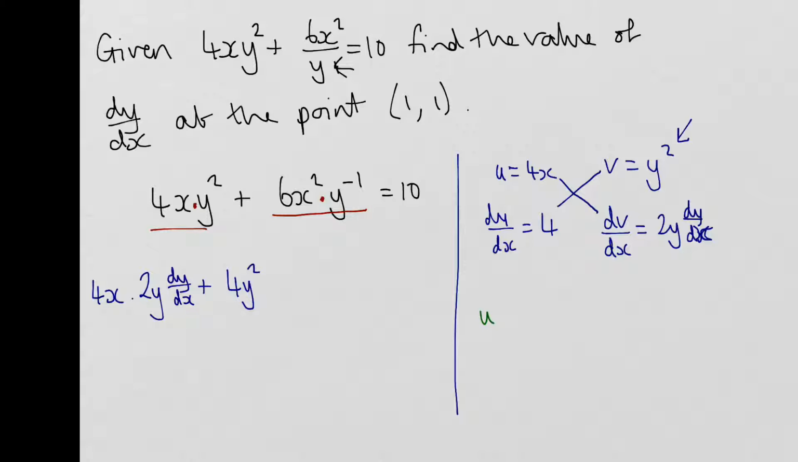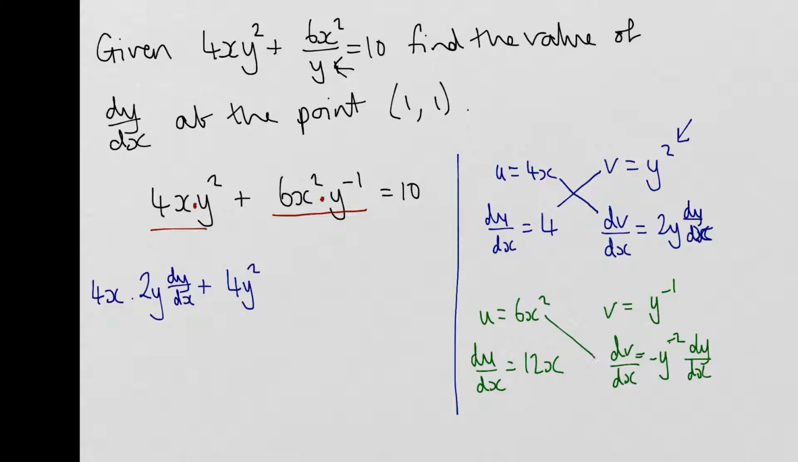So if I set u to be 6x squared, du by dx is going to give me 12x. I'm going to set v to be y to the power of minus 1. So dv by dx is going to be, sorry, an equal sign, minus y to the power of minus 2, and then dy by dx. So again, we can add these, and this is why I changed it to y to the power of minus 1, because I prefer to use the product rule than the quotient rule.